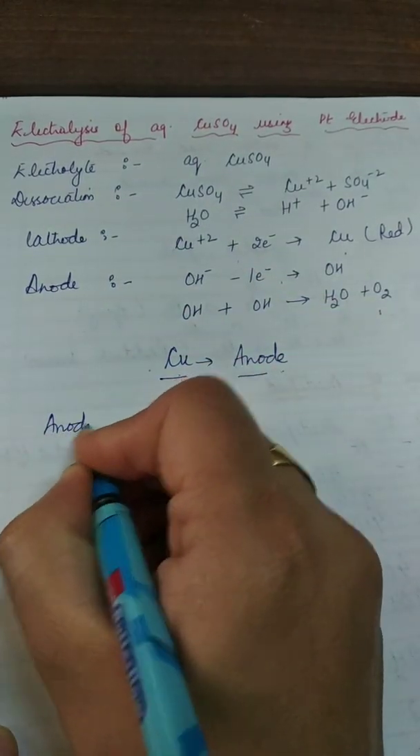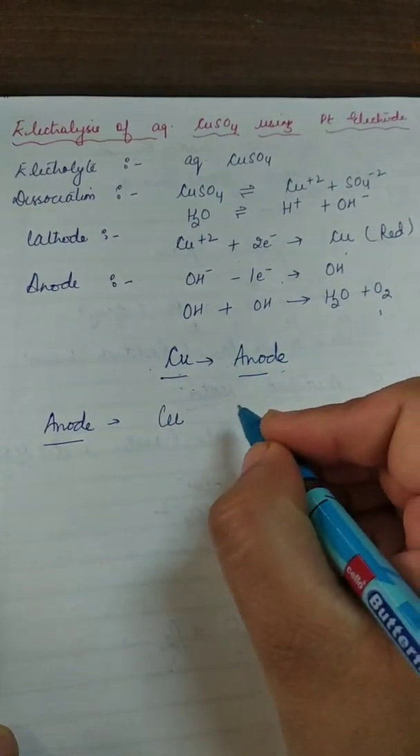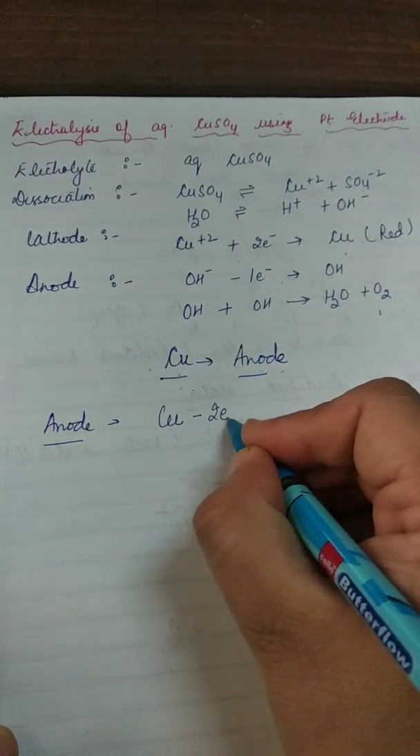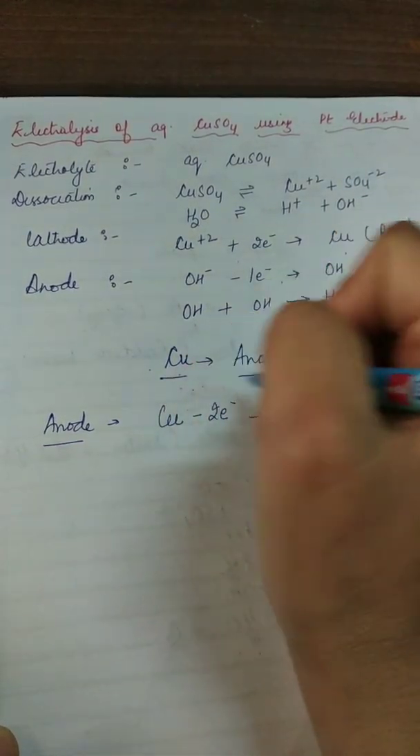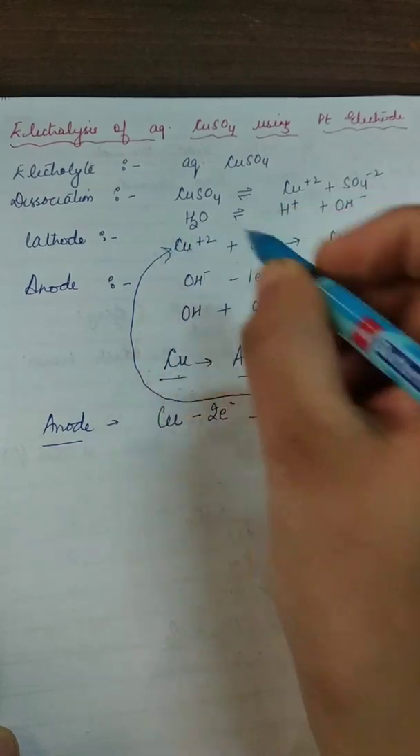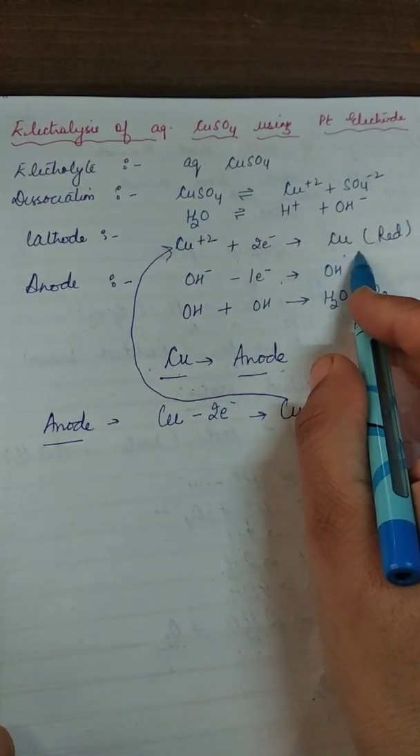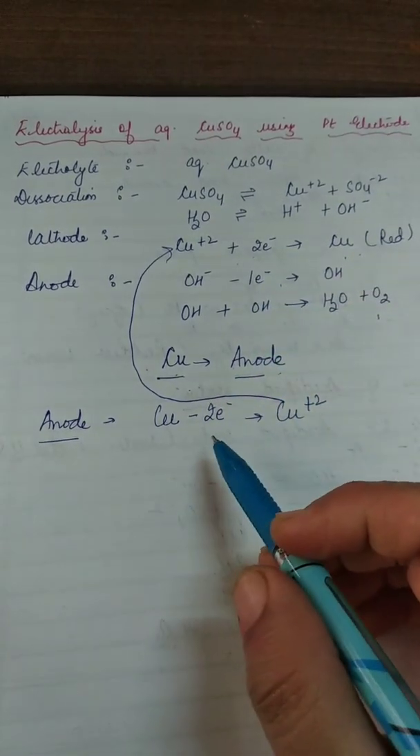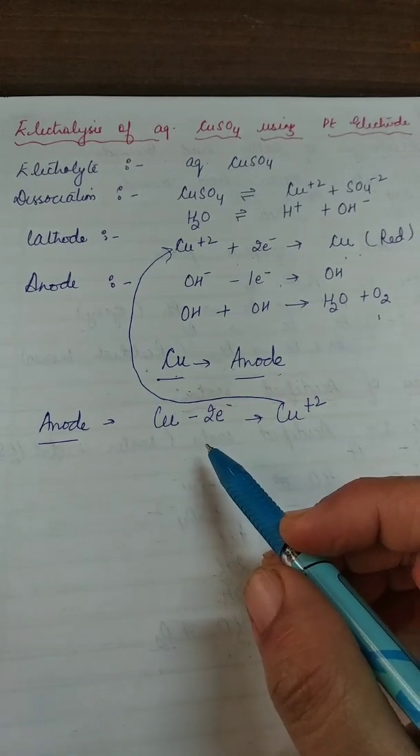But as anode is made up of active electrode copper, so this copper will lose 2 electrons and change into copper ion, and this copper ion will move towards the cathode where it will gain electrons and change into neutral copper. So as a result, the blue color of copper ion in the electrolyte does not fade.